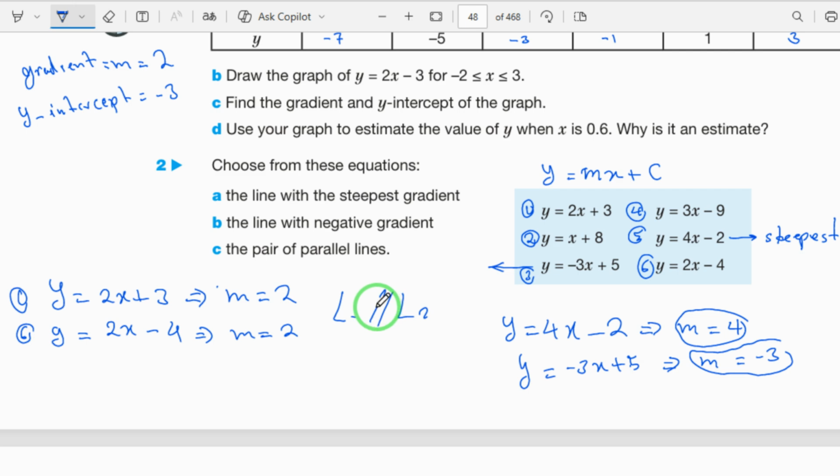This question is completely solved. You can check by drawing the graph. If you draw the graph, both of these lines become parallel.